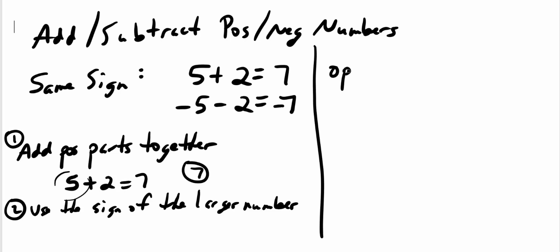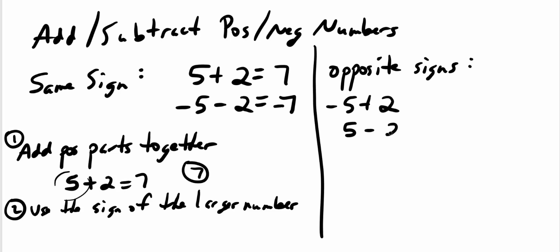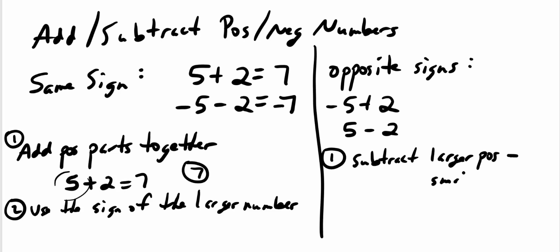So if you have opposite signs, rule number 1 is the only one that changes. In other words, if I have negative 5 plus 2 or 5 minus 2, they're opposite signs. The 5 is negative here and 2 is positive, and in this one 5 is positive and 2 is negative. If they're opposite signs, the only difference is step number 1. You're going to subtract the larger positive minus the smaller positive, because you know how to do that.